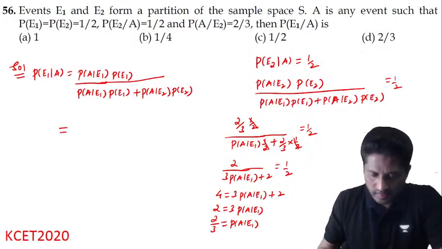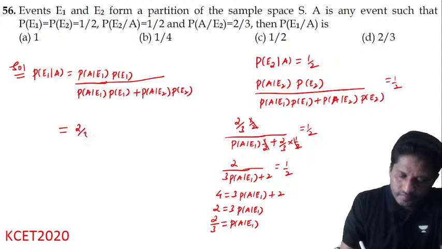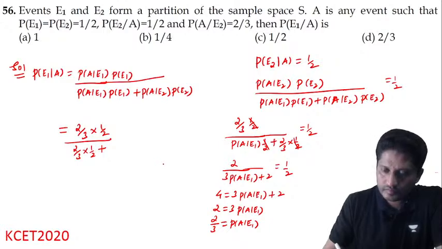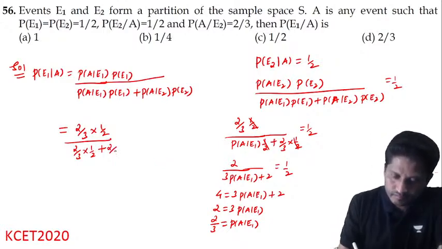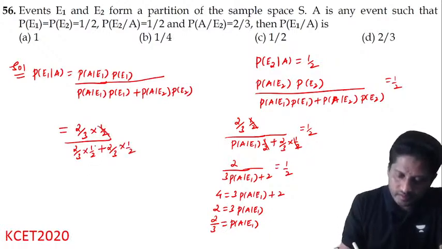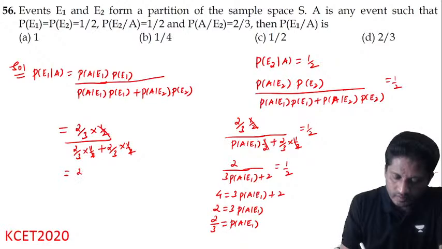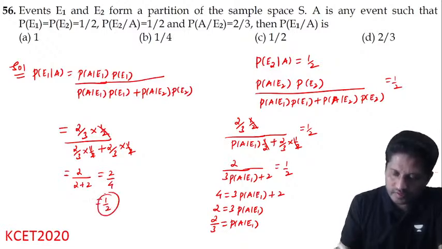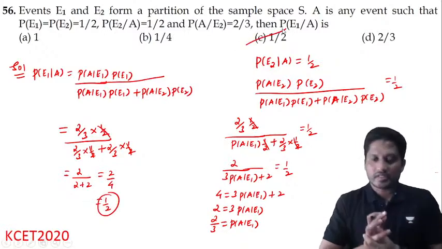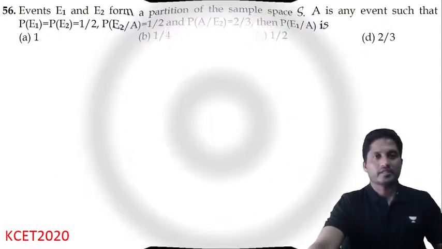If I substitute A given E1 is 2 by 3, P of E1 is 1 by 2, again A given E1 is 2 by 3, this is 1 by 2, A given E2 is 2 by 3, okay, and then probability is 1 by 2, this will cancel. 2 divided by, take LCM 3, it will cancel, 2 plus 2, 2 by 4, which is equal to half. Answer is option C. Good question, guys. 56 is option C. Let's move to the next question.